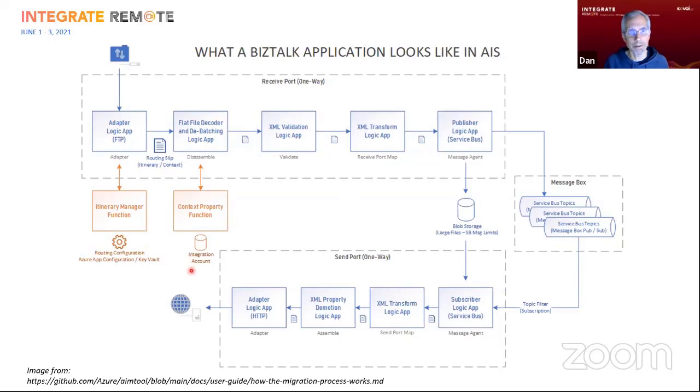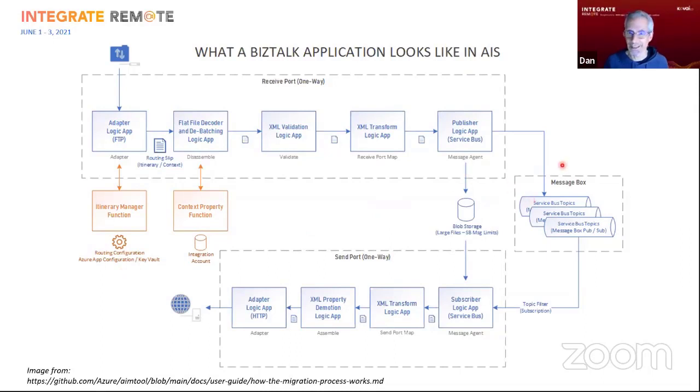And with the help of an integration account for your schemas and your maps, the itinerary and the routing slip is managed through a function which makes use of Azure App Configuration. And actually, this is fronted by an API Management instance.